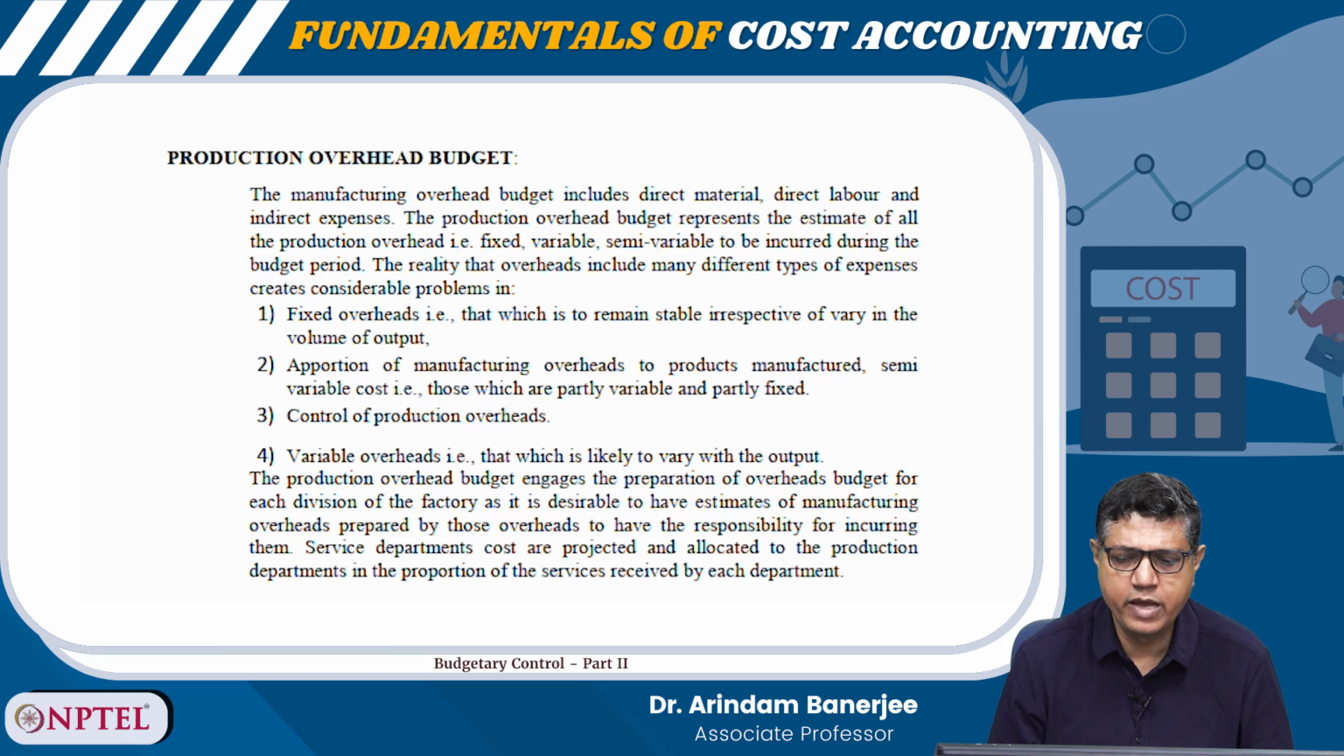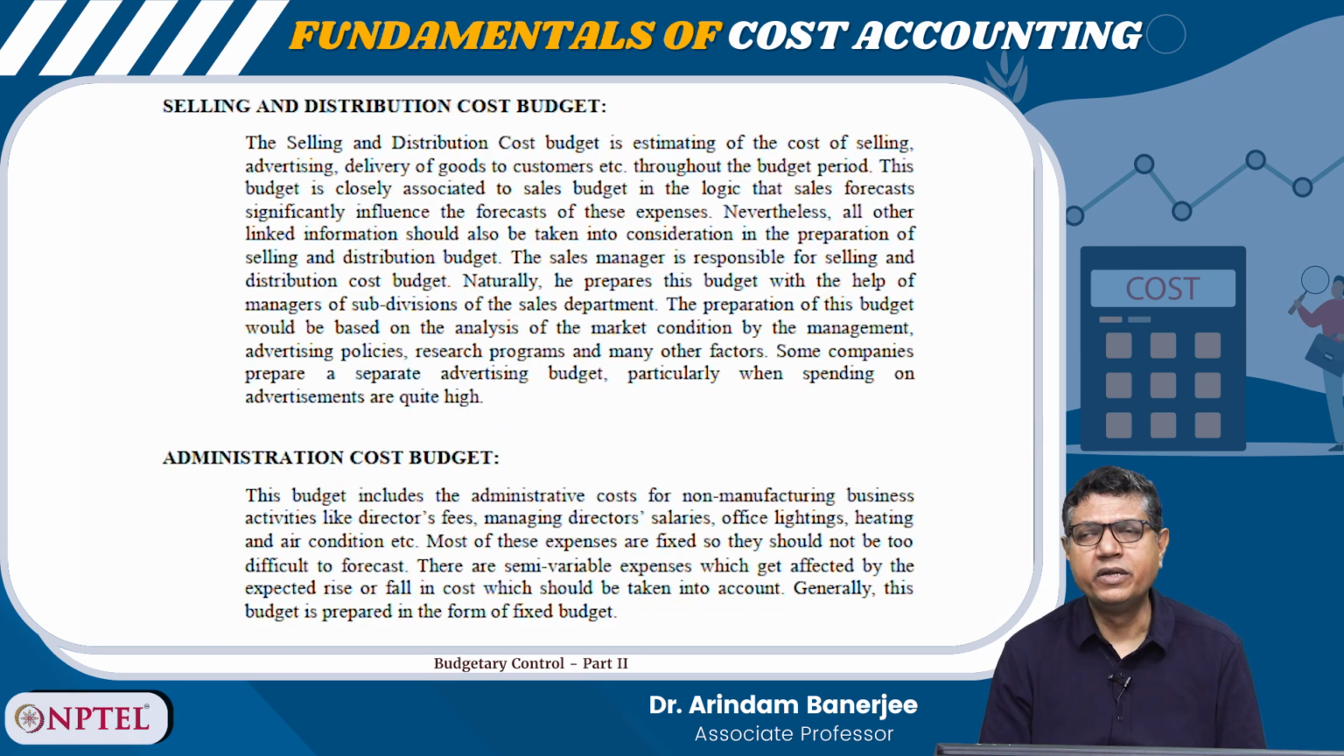The production overhead budget involves the preparation of an overhead budget for each division of the factory, as it is desirable to have estimates of manufacturing overheads prepared by those who have the responsibility for incurring them. Service department costs are projected and allocated to the production departments in proportion to the services received by each department. Usually, for the services industry, for example banks and hotels, their overhead is quite high, right? Their material cost is low, but the proportion of overhead in the cost structure is quite high, right?